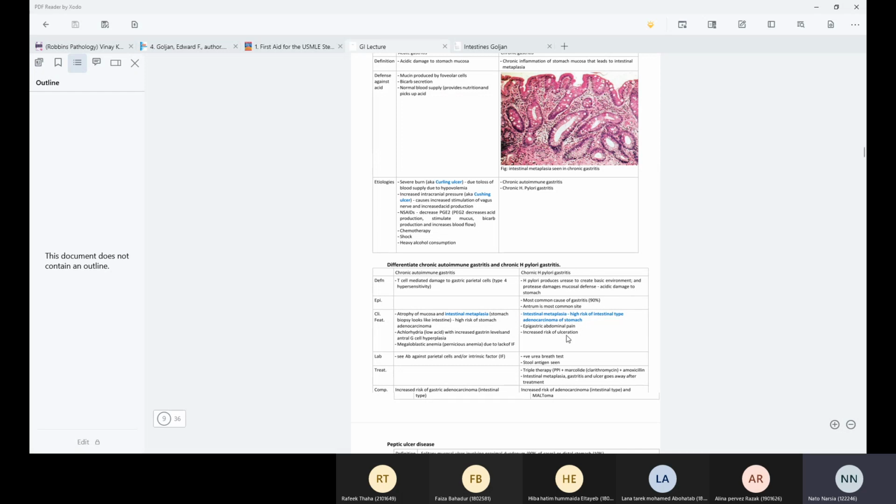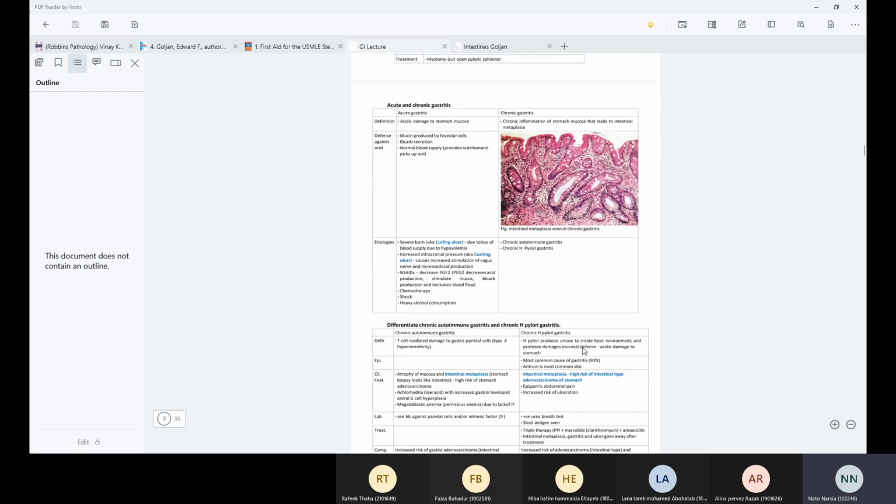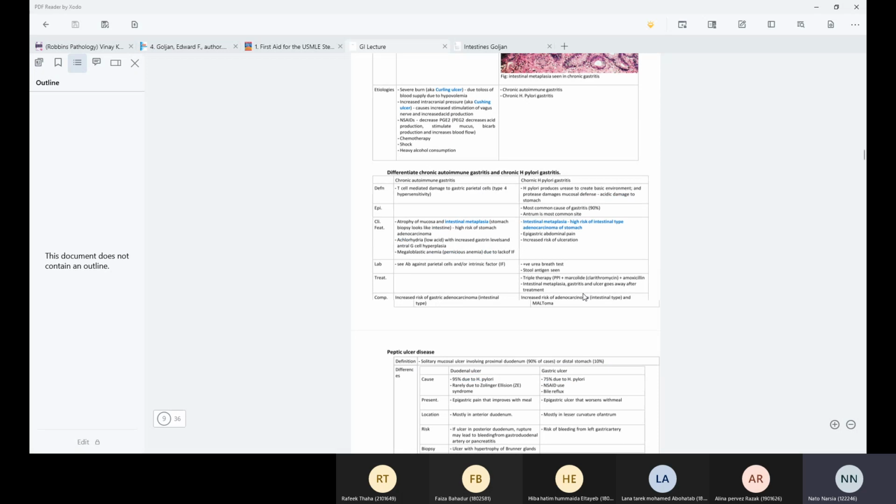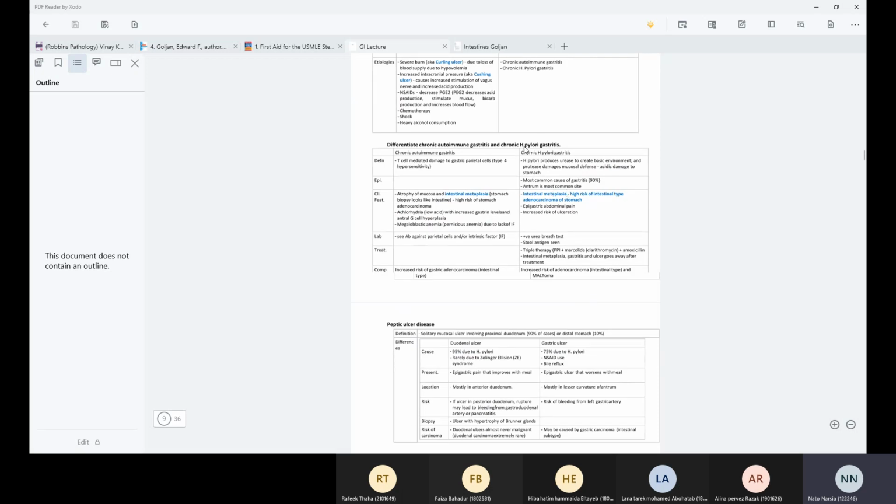I will tell you why it is important, okay? Increased risk of ulceration. Ulceration is very, very high yield, especially in the long term. If you are Helicobacter pylori positive, you definitely need to treat because it will lead to ulcer, and finally, there is a very high risk of developing adenocarcinoma. Guys, you will read in Goljan how to make the diagnosis of Helicobacter pylori, the different tests we have.